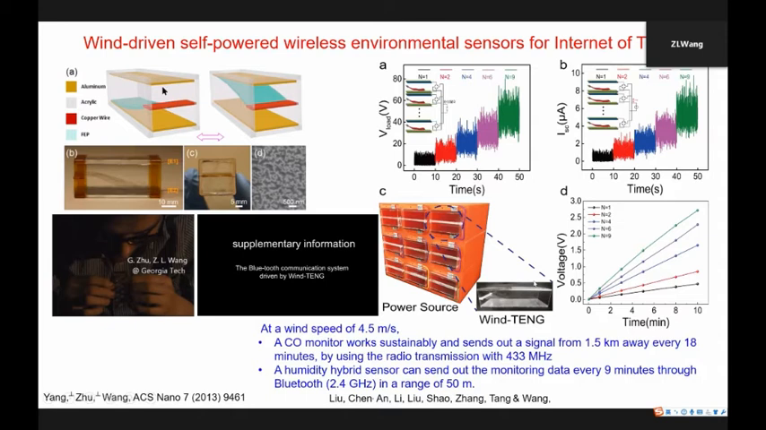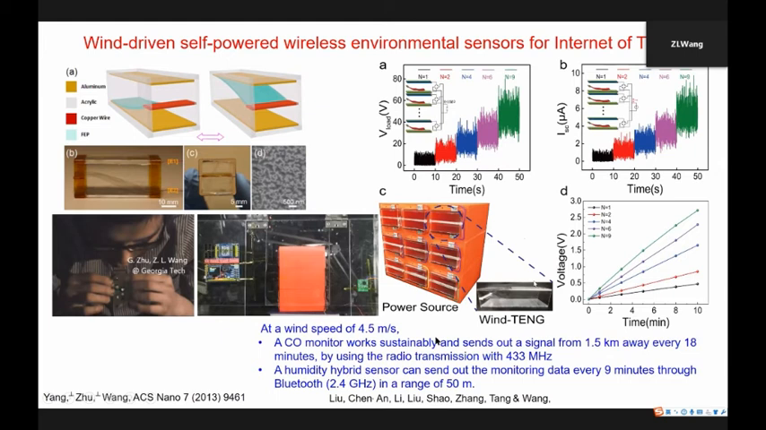Is when you blow this, the wind goes through here. So we make this a few units stacked together. And then when the wind goes through here, the power generated here can be integrated and send a signal wirelessly. We already achieve this at a wind speed of about 4.5 meters, and 2.5 kilometers away, we send a signal once every 18 minutes at a radio frequency. So we can do wireless communication here.